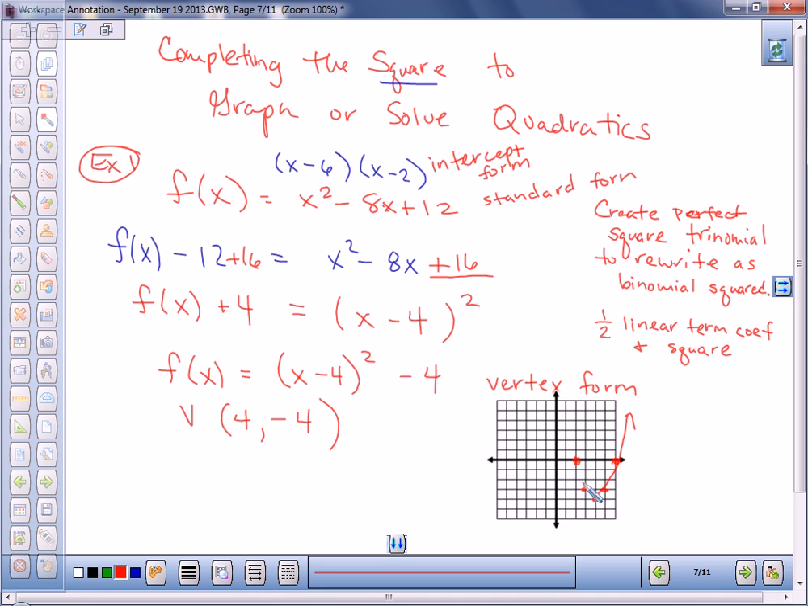Now, do you see I have an intercept at 6 and at 2? If I had used intercept form, does this show I have an intercept at 6 and 2? Yeah. But this just gives us another way of graphing a quadratic. Now I'm going to do one more with you before I ask you to try one on your own. Nope, I'm going to do 2 more with you.